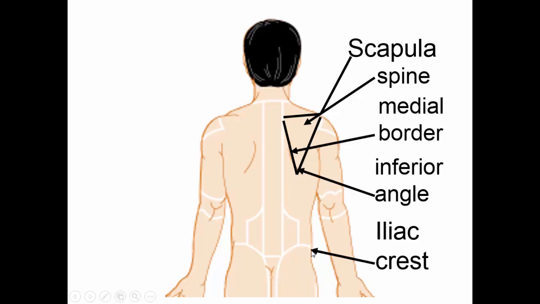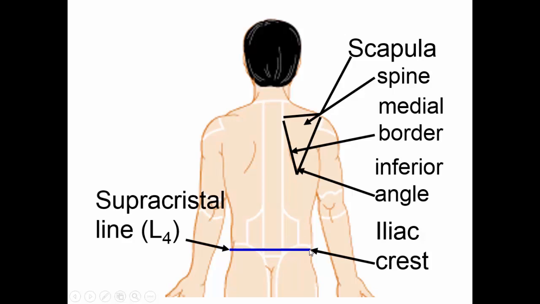The iliac crest is at the top of the ilium. It's right at the top of your hip bone. If you draw a line from iliac crest to iliac crest, you have drawn the supracristal line. This is right at L4. This is important if you're going to do a lumbar puncture because you want to go in either just above L4 or just below L4, depending on the age of your patient.